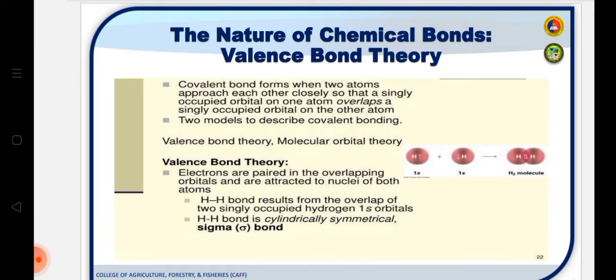So sa diagram natong nakita diri, the two 1s orbitals are overlapping. So the resulting bonding orbital holds the two electrons between the nuclei. Okay?